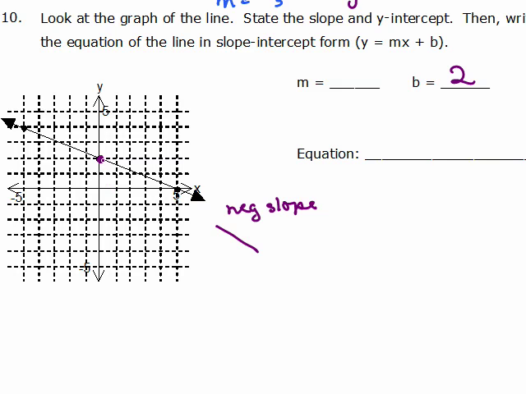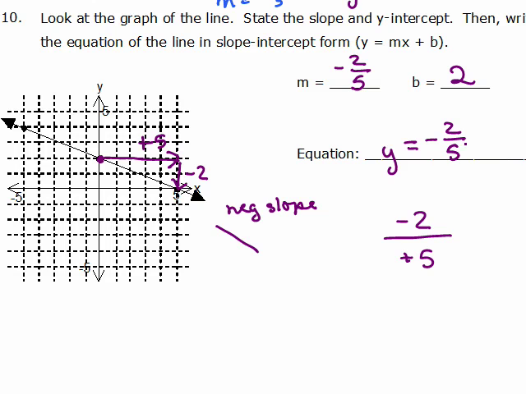Let's see. If I want to start from this point and get over here, how do I get there? Well, first I have to go over 5 spaces to the right, and that's in the denominator, positive 5. And then I have to go down 2 spaces. So in the y direction, it's negative 2. So the slope is negative 2/5. It is negative as expected. So the equation y equals mx plus b is y equals negative 2/5 x plus 2.